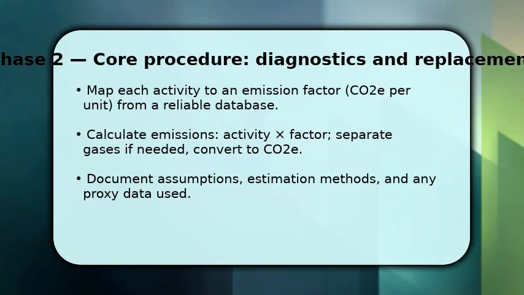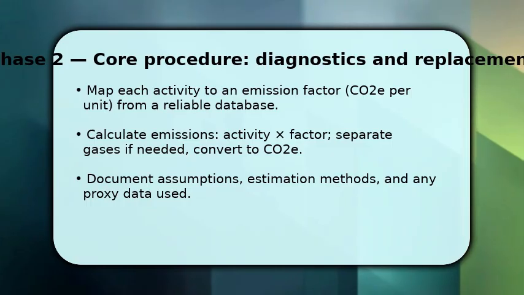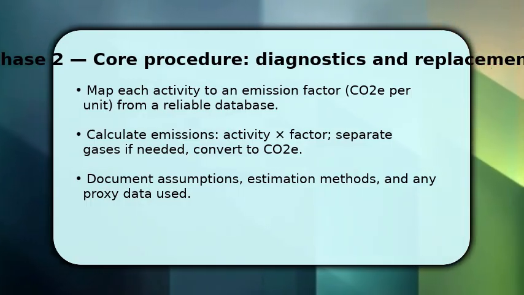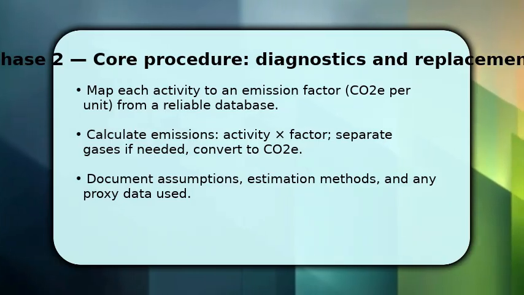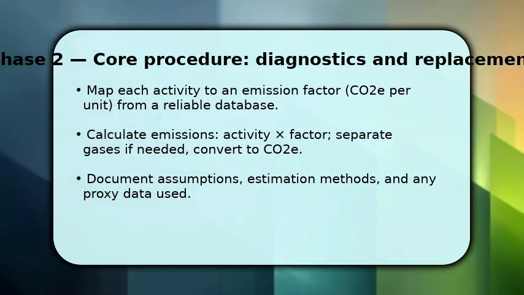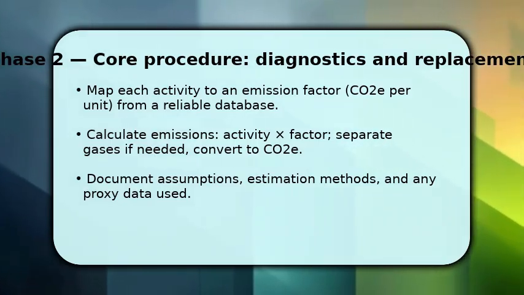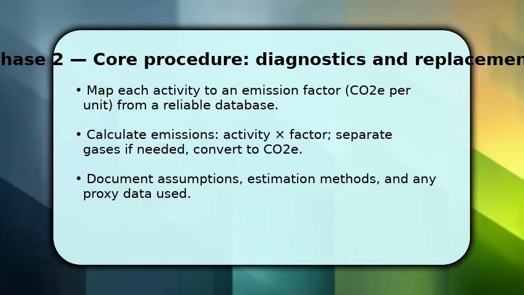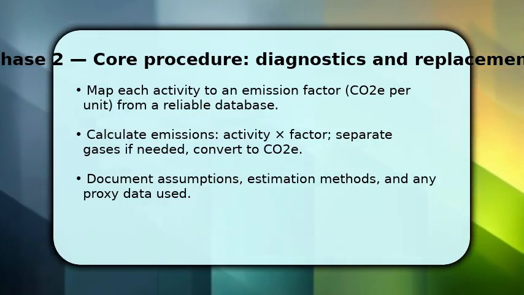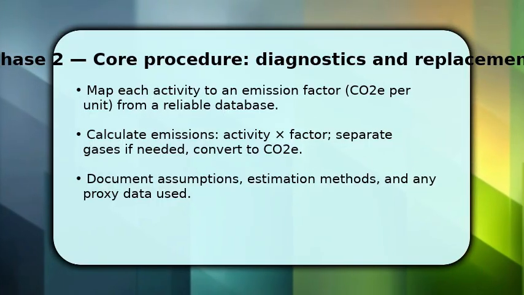You now translate activity data into emissions by applying emission factors. For each line, liters of diesel, kWh, or tons of material, multiply activity by the factor to get CO2e. Use consistent units and convert gases to CO2e so you can sum them. Make sure to document all assumptions and proxies.